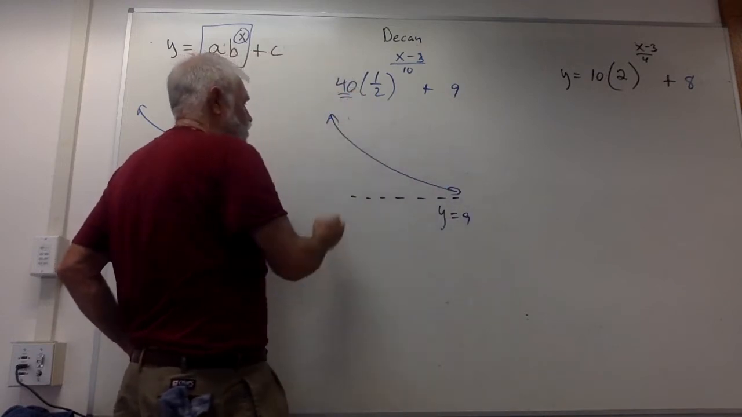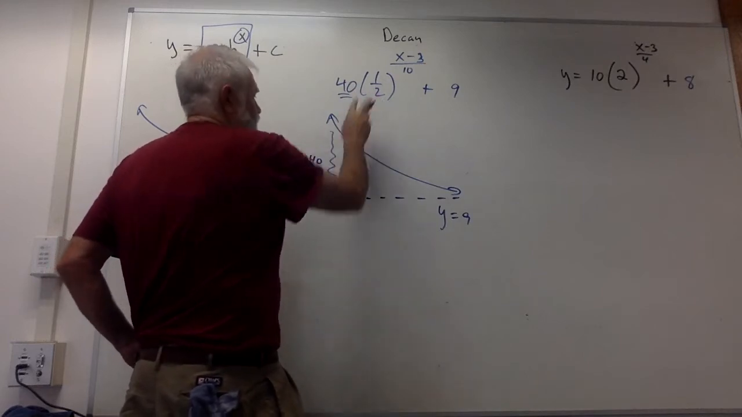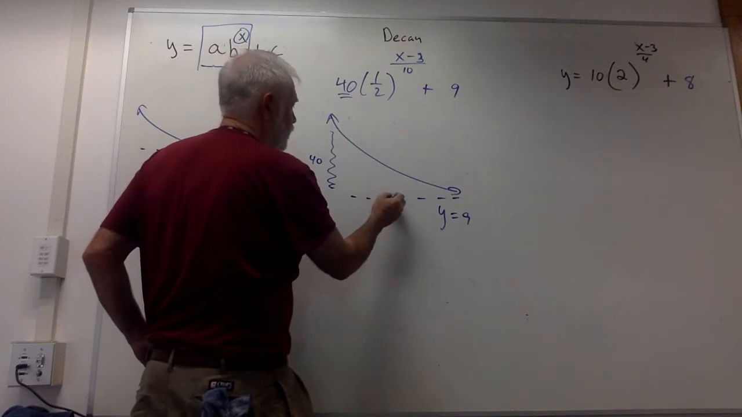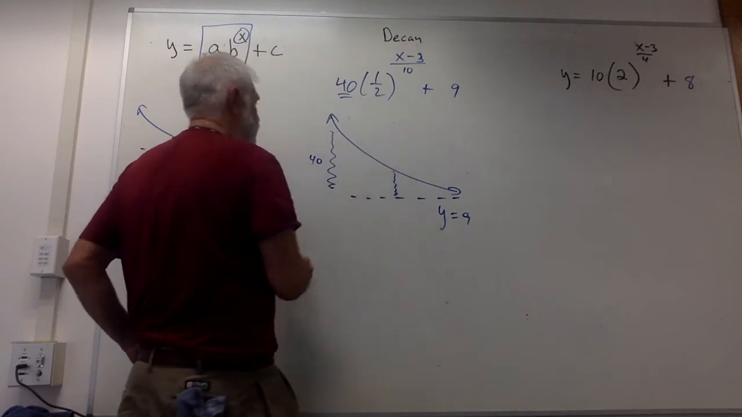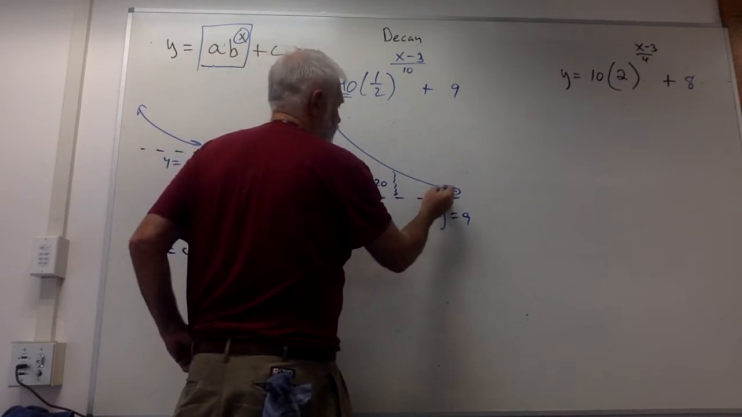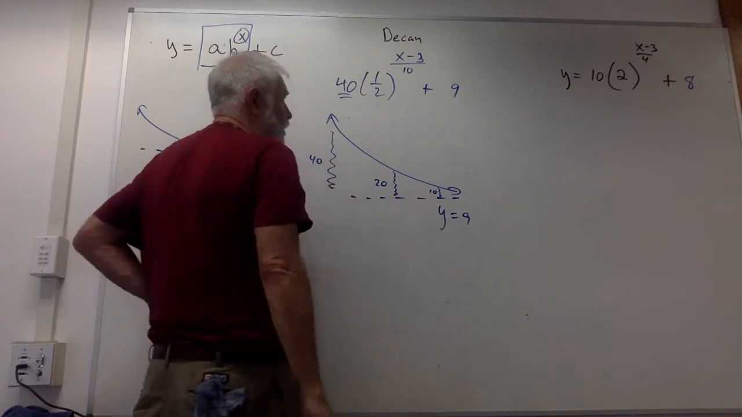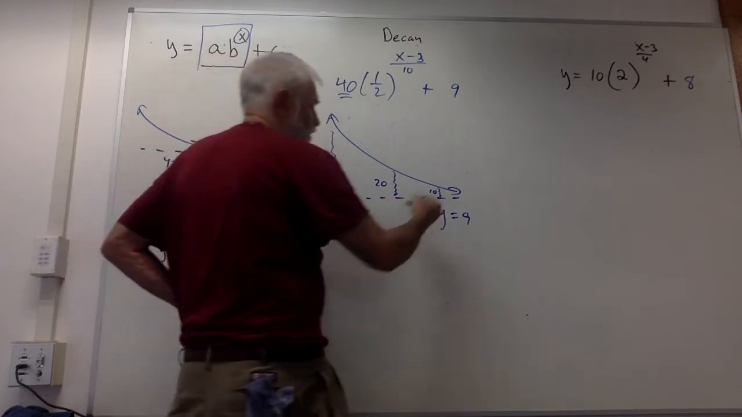That's going to be your initial jump. Your initial jump is going to be 40. And then your next jump is going to be cut in half. That looks to be about half. And so that's going to be 20, and then it's going to be cut in half again. That's 10. If you'll notice, that should be the same amount. And so on and so forth.